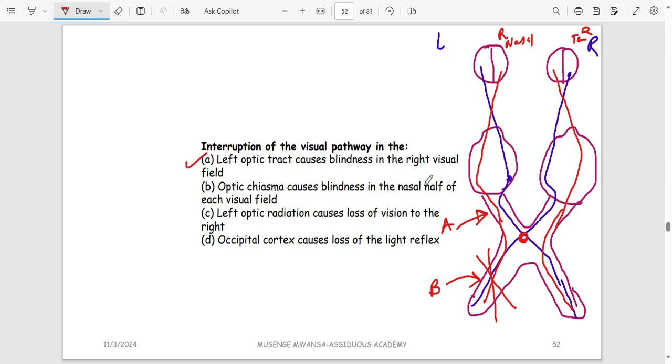Optic chiasm causes blindness not in the nasal half of each field, but the temporal. Because if we injure here, it means that we are disturbing the blue fibers. You can see the blue fibers are coming from the temporal aspects. Yeah. And then occipital and causing a problem with the light. The light reflex doesn't even go to the occipital cortex because the information is just here going to the pretectal area and then going to the oculomotor nucleus and then going back via the oculomotor nerve.